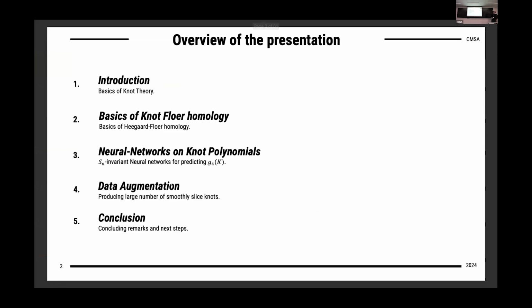Just to set up a brief overview of what we're going to be doing, I'm going to briefly introduce some basic facts to motivate why the problem is interesting. I'm going to then briefly discuss knot Floer homology, which is the main homology that we're going to use to encode all the invariants of the knot and use that as the input to the neural networks. Then I'm going to tell you how we construct the neural networks to model and predict smooth slice genus. Then we're going to address some issues that we encounter in our data set of knots, and then we're going to conclude by giving next steps.